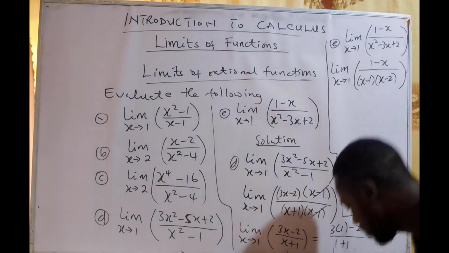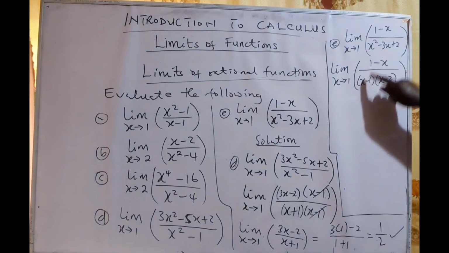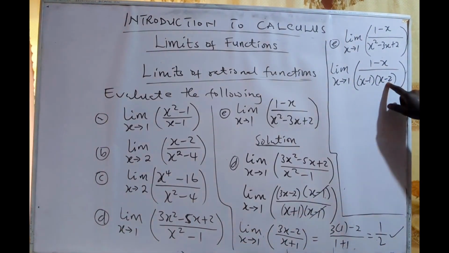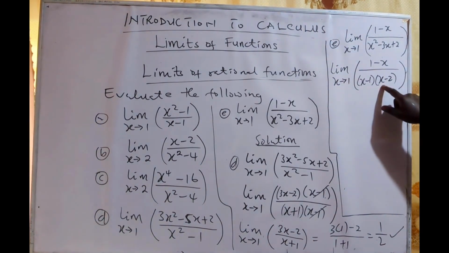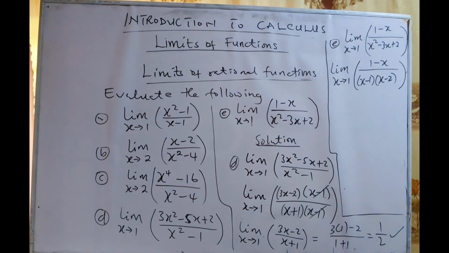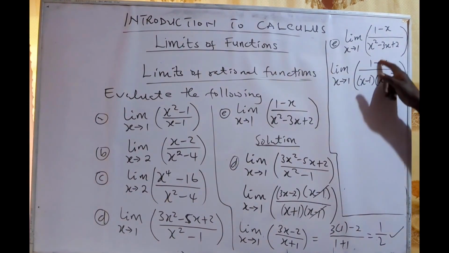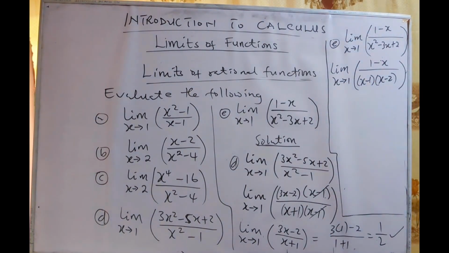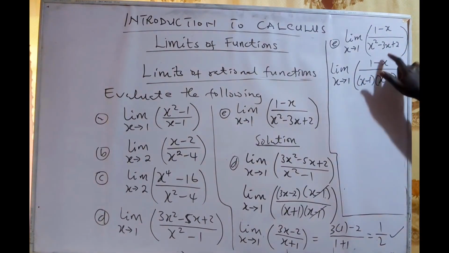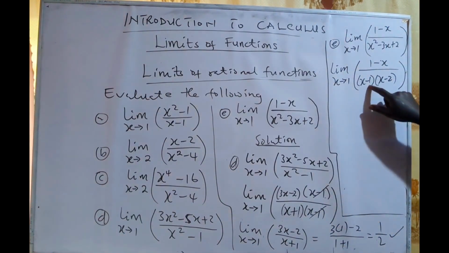So s minus 1, s minus 2. So that s times s squared, s times minus 2 and minus 1 times s is minus 3s. Minus 1 times minus 2 gives me 2. Then what do I do now? Here is 1 minus s and here is s minus 1. You cannot cancel this with this because they are not the same. So I have to factorize this one too, so that it will become the same as the s minus 1.